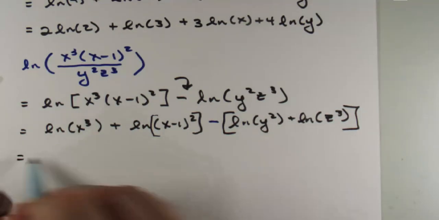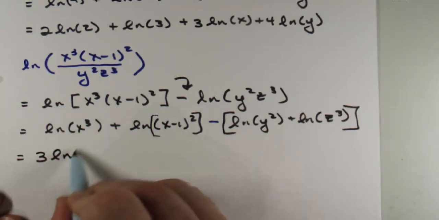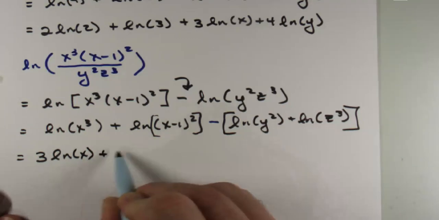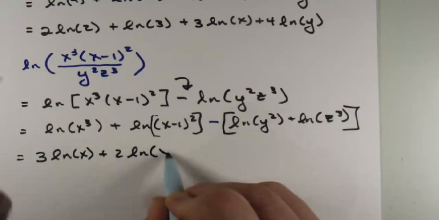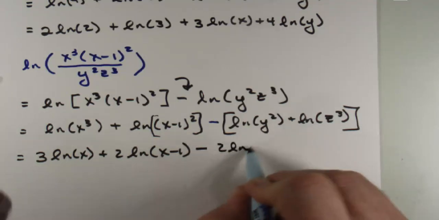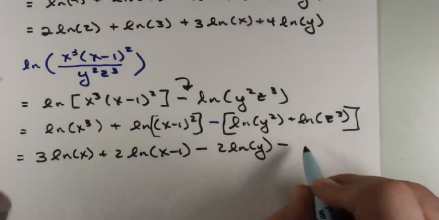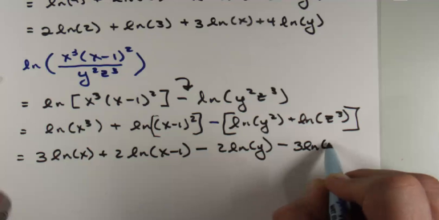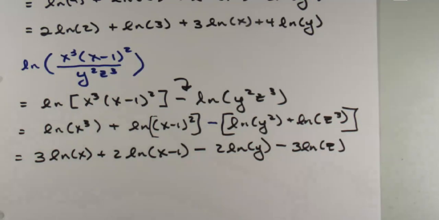And to finish this up, this is 3 ln of x plus 2 ln of the quantity x minus 1 minus 2 ln of y minus 3 ln of z. Now here's what I'll normally do when I'm contracting things. If I see a bunch of subtractions, I group them and then I factor out the minus so I can see them as a product, but I know they're in my denominator. These are just little tidbits. I hope this helps. I'll see you in class today.